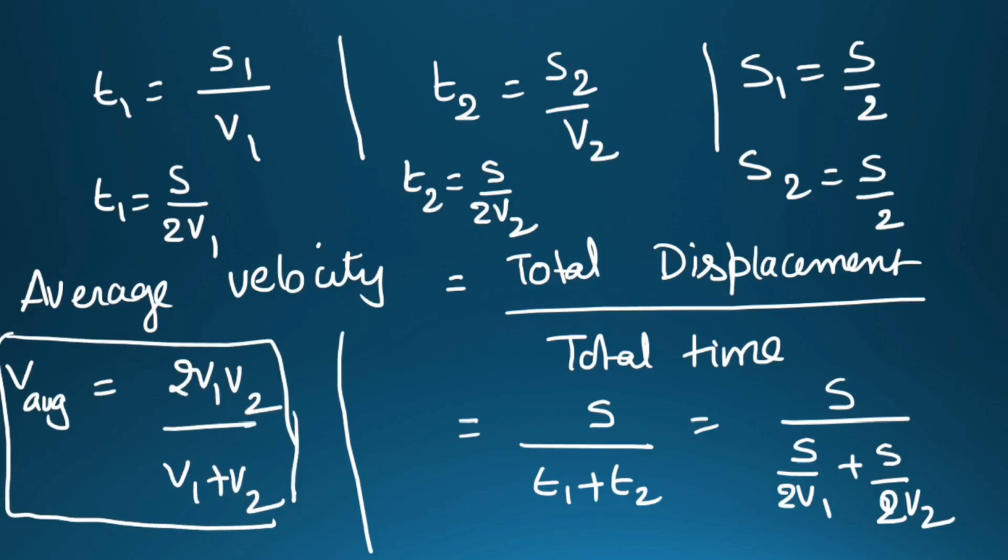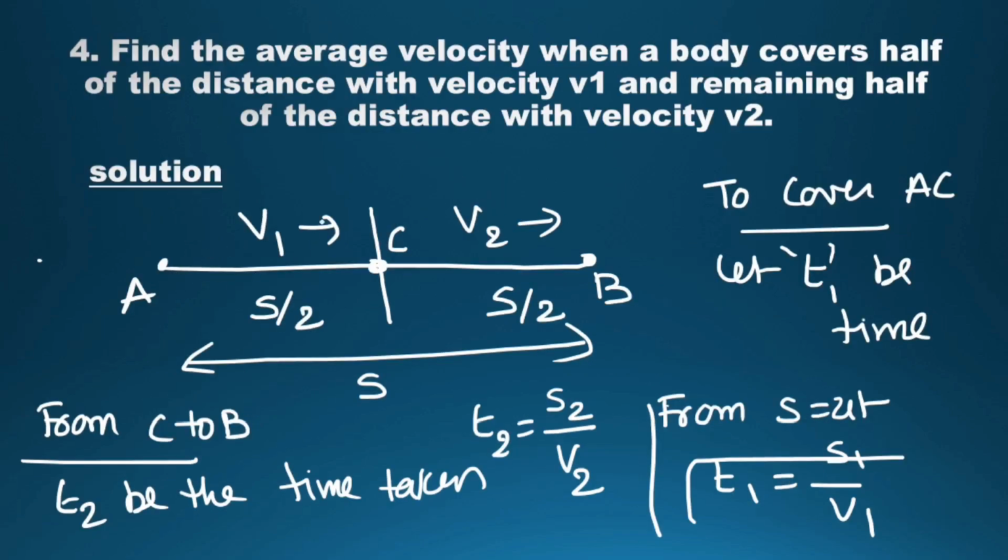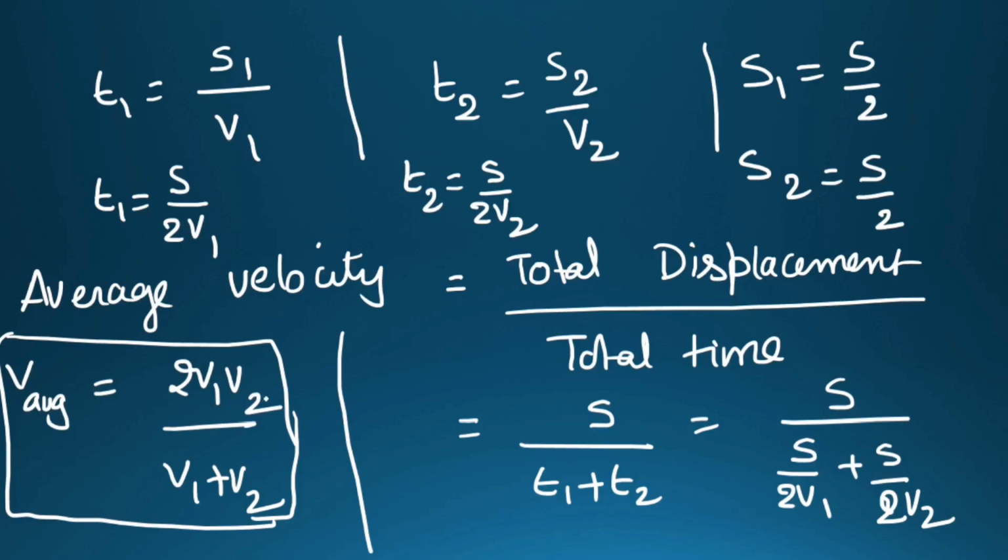So this is the expression in this case. So what is this case here? If a body covers half of the distance with velocity v1 and the remaining half of the distance with velocity v2, what is the average velocity here? 2v1v2 by v1 plus v2.